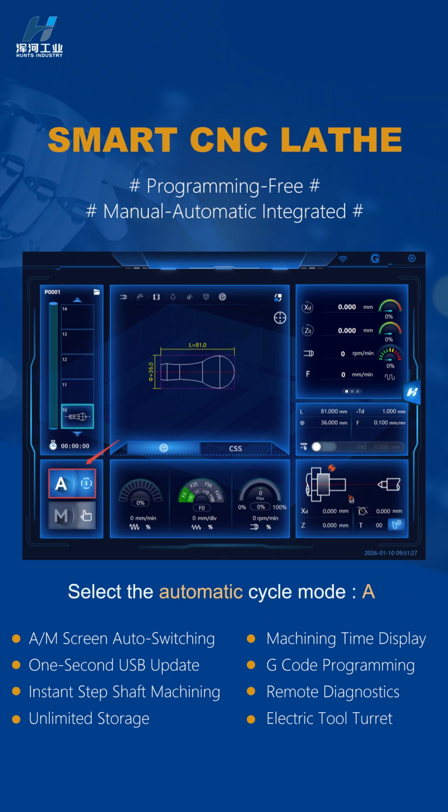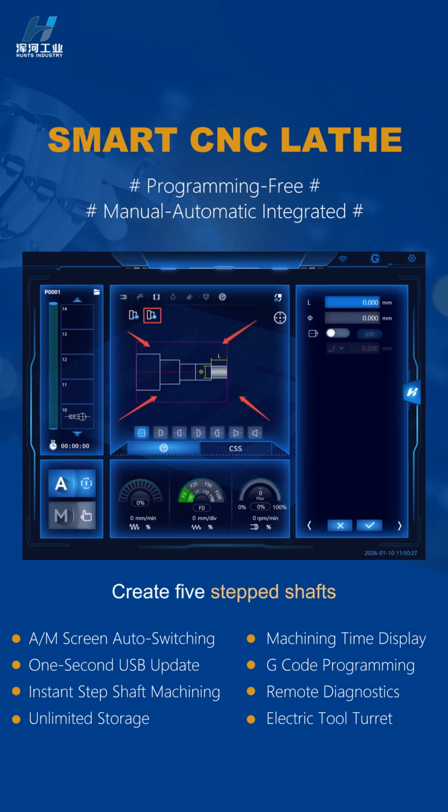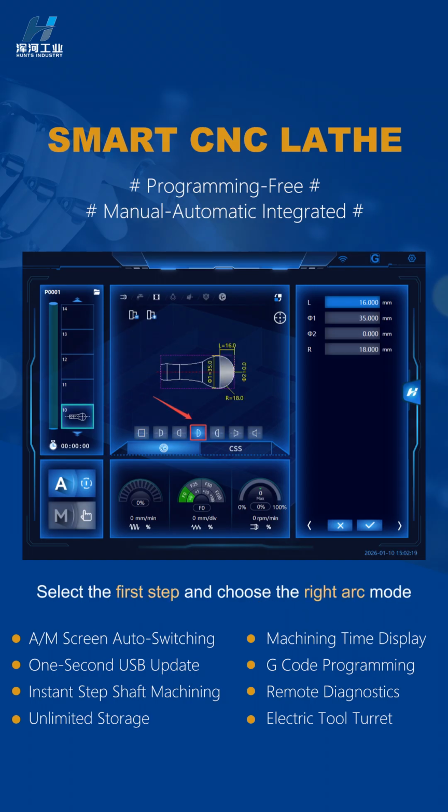Select the automatic cycling mode. Click the H icon and select the step shaft process under the arc process. Create 5 step shafts. Select the corresponding step shafts in sequence from right to left. Select the first step and choose the right arc mode.